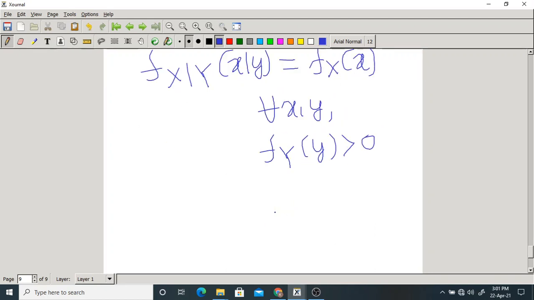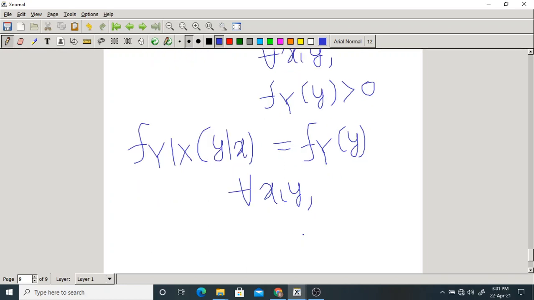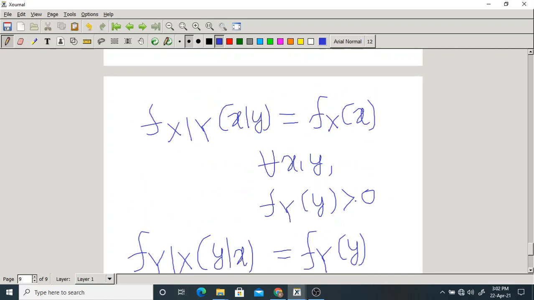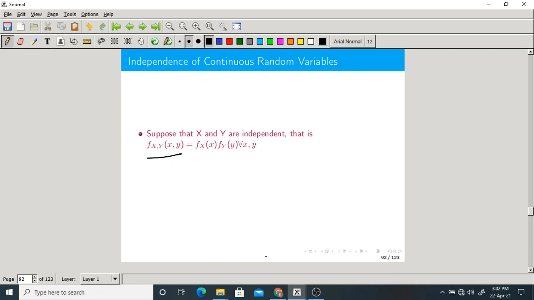Symmetrically, you can write the reverse. If x and y are independent, what should it be? f of y given x, of y given x, should be equal to fY of y. These are all conditions for independence. For all x and y, here what should be more than 0? fX of x should be more than 0. So these are the other two ways of writing the condition for independence. This is the main one. From this only you can derive those two. They are not new at all.